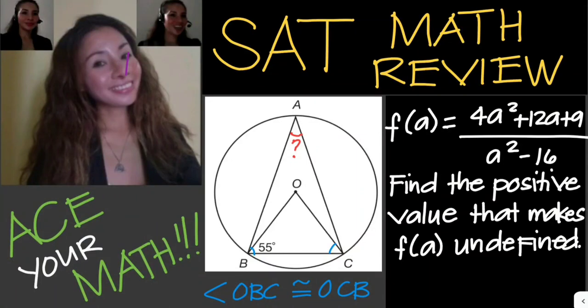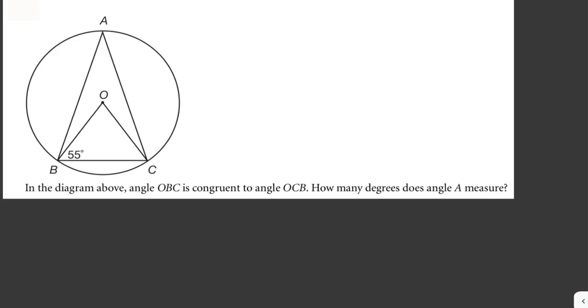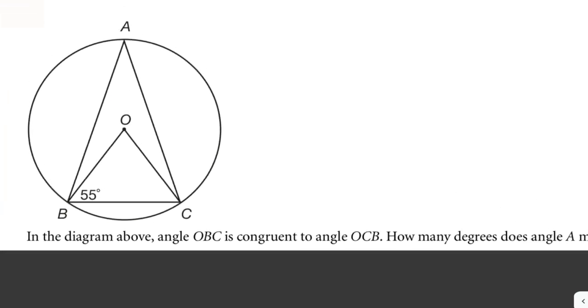Let's solve some problems here. In the diagram above, angle OBC is congruent to angle OCB. How many degrees does angle A measure? So we're given an illustration here of two triangles inscribed in a circle.